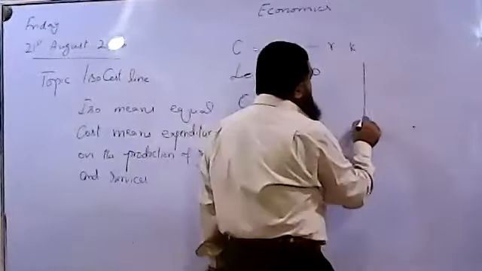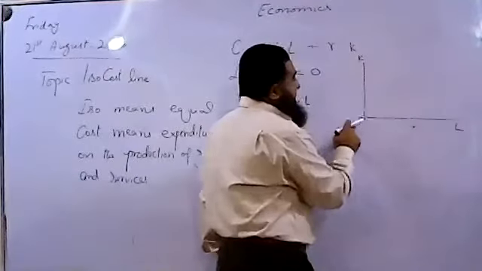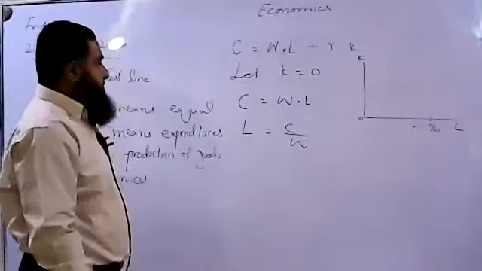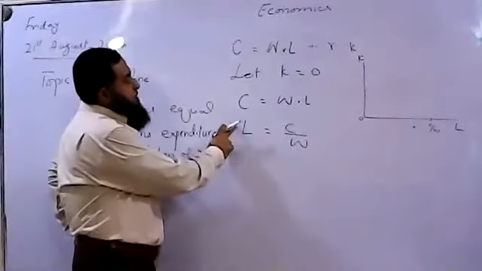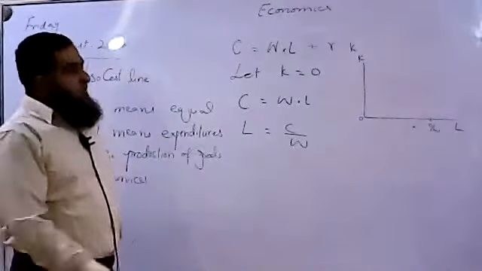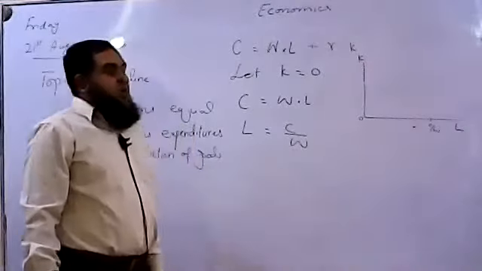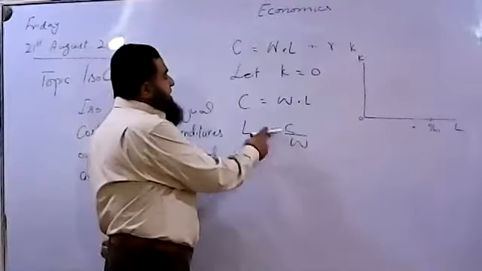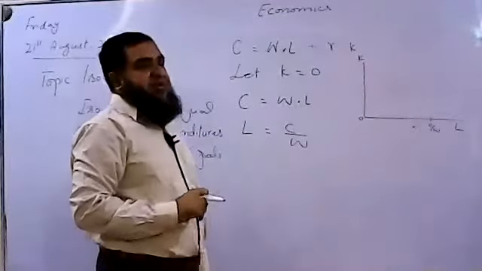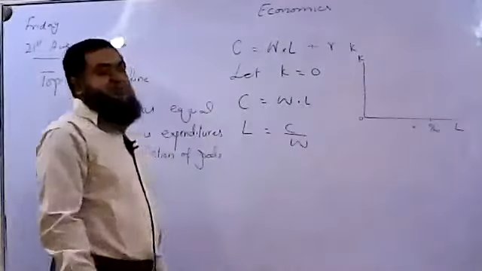If we take labor and capital over here, and capital is 0, this point is C over W. That is the maximum of labor that can be employed. Keep it in mind, the number of workers is inversely related to the wages. When wages are increasing, the number of workers employed will be decreasing. It is inversely proportional. We can say it has an inverse relationship. Whereas when the number of workers is increasing, it will increase the cost of production.